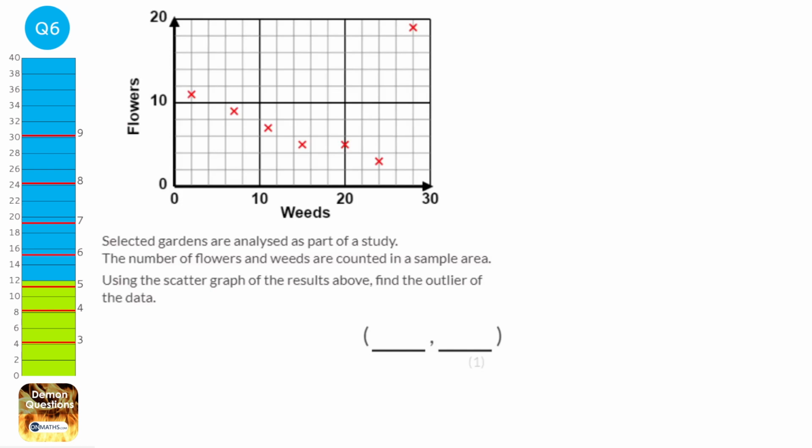On a scatter graph, an outlier is a point which doesn't fit the pattern. And as we can see here, all of these coordinates fit kind of a nice line going down there. So they all are showing a trend. But we've got this point here that's nowhere near that trend at all, and that's what we call an outlier. So we know that these are going up in 2s, so this will be 28, so the x coordinate will be 28, and this will be 19. So our coordinate will be 28, 19 for our outlier.